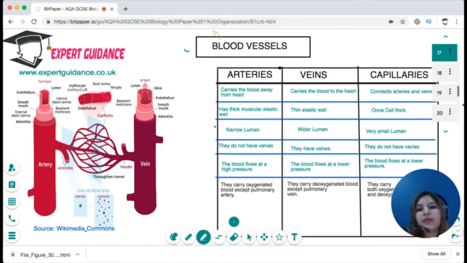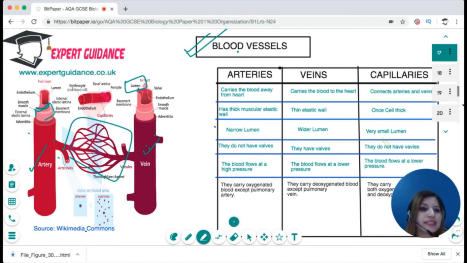Now, if you remember, in a circulatory system, we need blood vessels that carry the blood all around, and there are 3 types: arteries, capillaries, and veins. The capillaries connect arteries and veins, and what you can see in arteries and veins is that the lumen of the vein is bigger and the lumen of the artery is smaller. On the other hand, the artery is surrounded by a thick muscular tissue which is not present in the capillaries, and veins have a thin one.